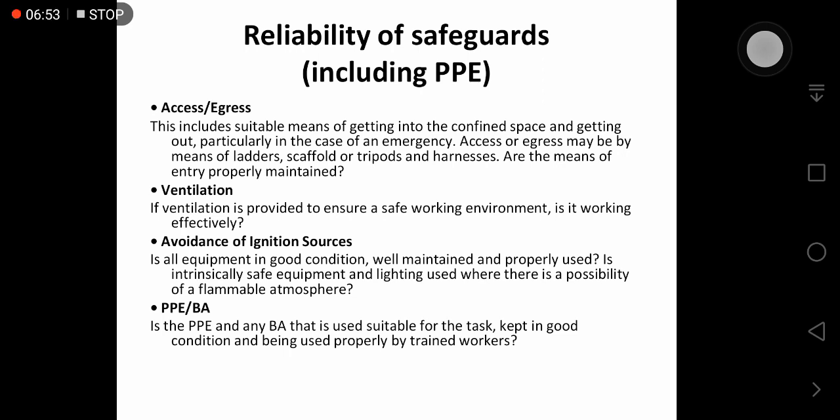Then ventilation. If ventilation is provided to ensure a safe working environment, is it working effectively? Then avoidance of ignition source. Is all equipment in good condition, well maintained and properly used? Is there a possibility of flammable atmosphere? Then PPEs or breathing apparatus. Are the PPE and any BA that is used suitable for the task, kept in good condition and being used properly by trained workers?